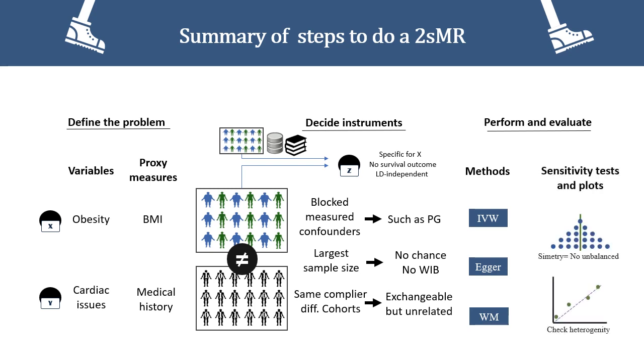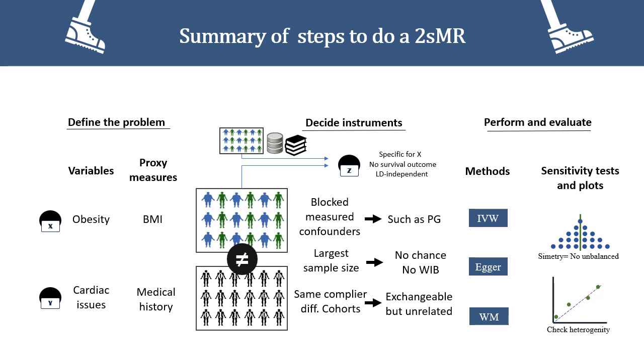I also recommend performing sensitivity tests and plots to determine which statistical method is the most appropriate for your case. Different figures, such as funnel plots, can help you determine if your SNPs present unbalanced pleiotropy or not. There are also statistical tests to assess this, such as the Egger intercept test. Another interesting thing is to study heterogeneity, which can be observed directly in your scatter plots or by using a Cochran's Q test. The important thing is that heterogeneity is going to tell you if other structural assumptions or pleiotropy assumptions could be broken.